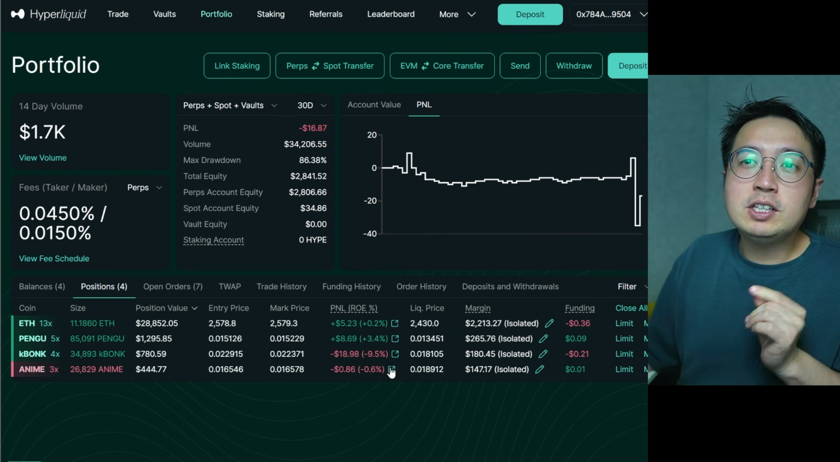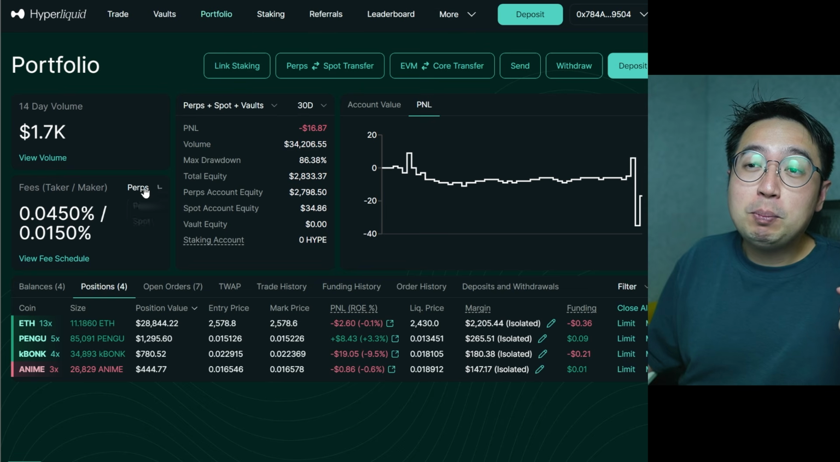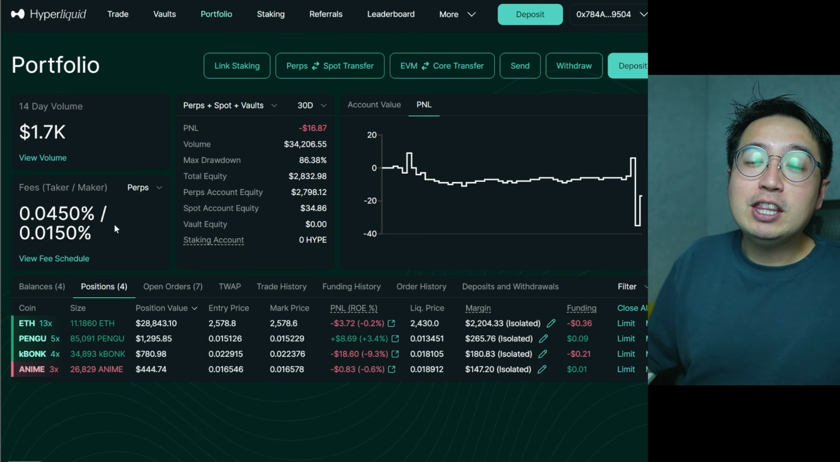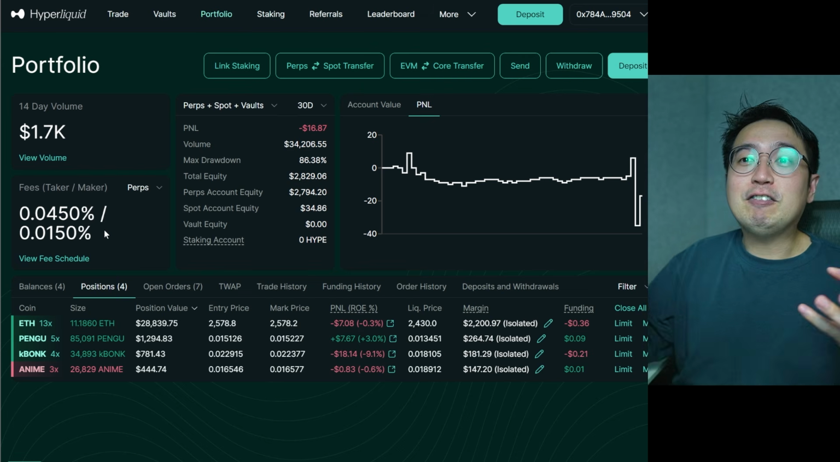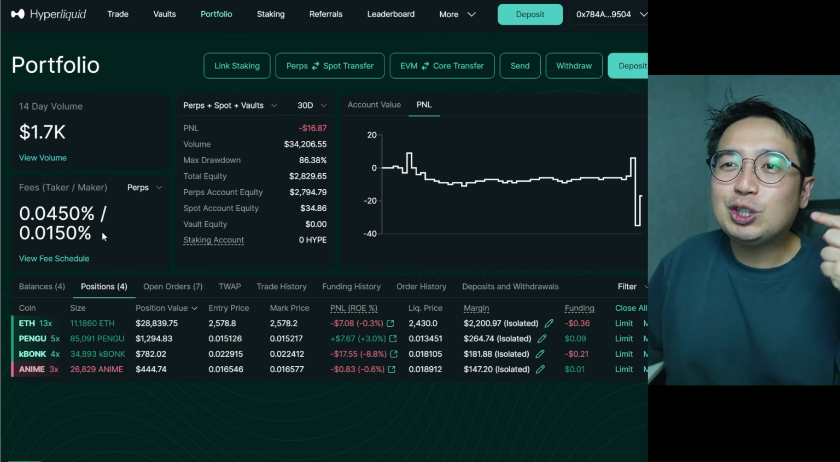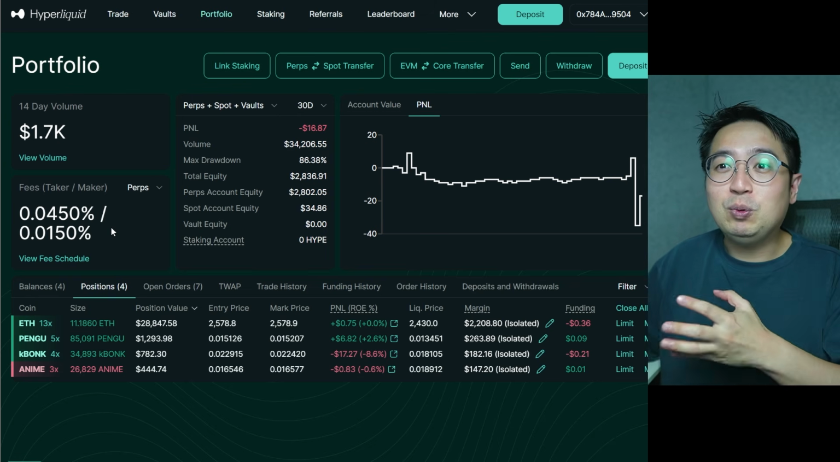Fees. How much are the fees on Hyperliquid? So if we go into our portfolio, we look at fees, taker, maker, we can see that there are different fees for perps and for spot. By default, it's going to be on perps. It's at 0.045% and 0.015%. So the taker fee is 0.04 and the maker fee is 0.01. The difference is that taker is if you're just taking liquidity from the market, which means you're doing a market order. If you're a maker, you're doing a limit order. So it is going to be significantly cheaper for you to fill the order book with limit orders.